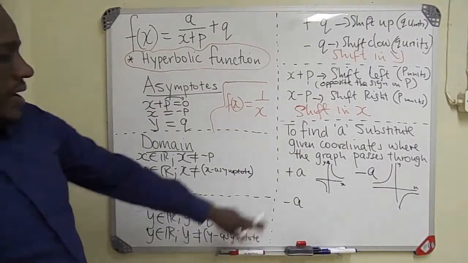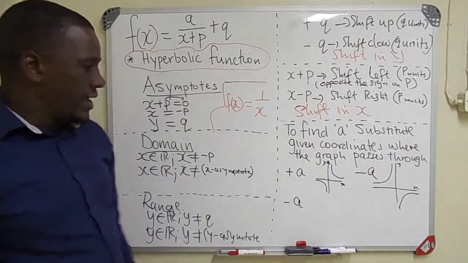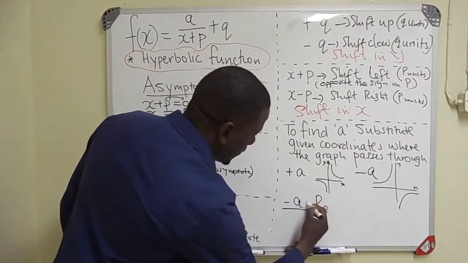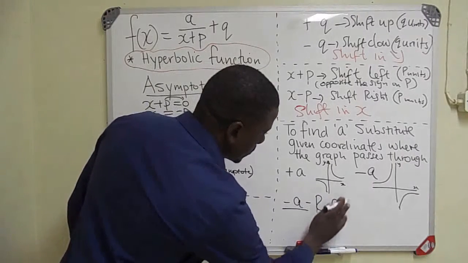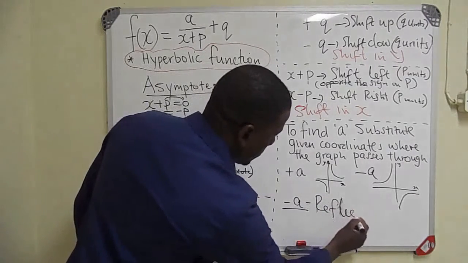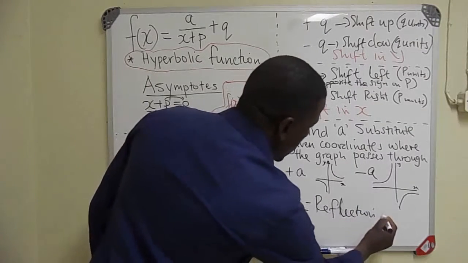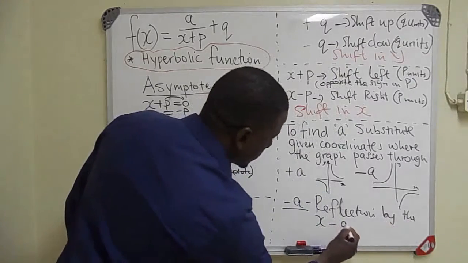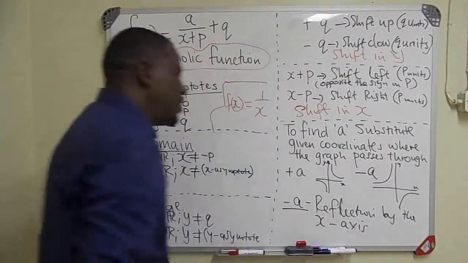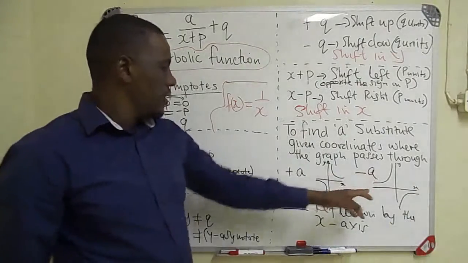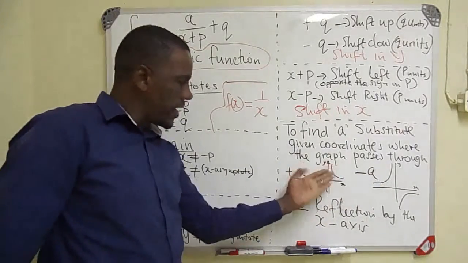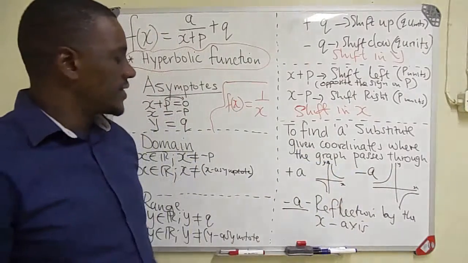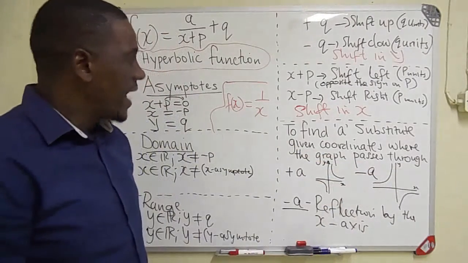Now, the meaning also of a negative a is that it is a reflection by the x-axis. So when you are having a function, if you look here, there are two graphs. This one you reflect, this one goes down. So this one is an image of this one. It's a reflection by the x-axis.